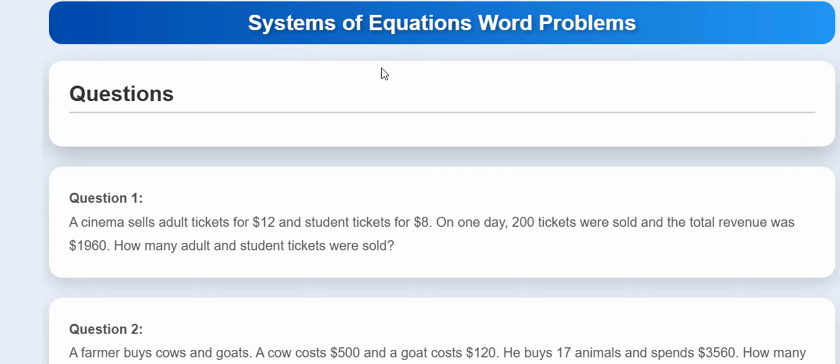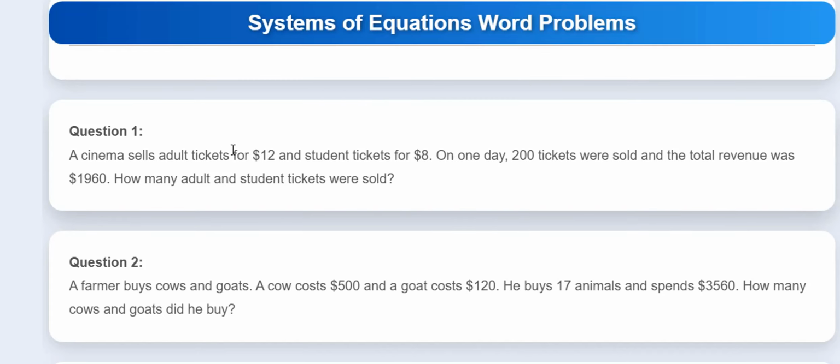Hello. From lesson 1 through lesson 9, we have learned how to solve systems of equations using different methods like substitution, elimination, and comparison. In this last lesson, I want us to apply all those formulas to solve problems relating to systems of equations. So we can start with question 1.